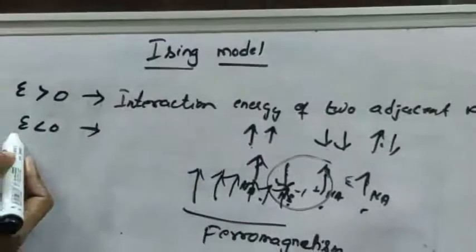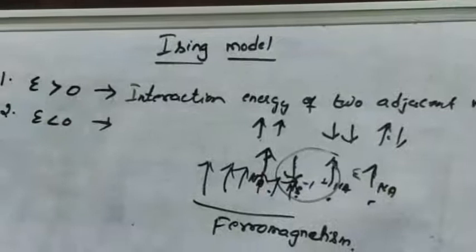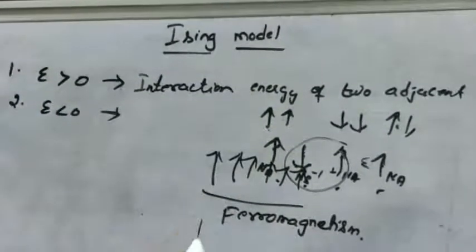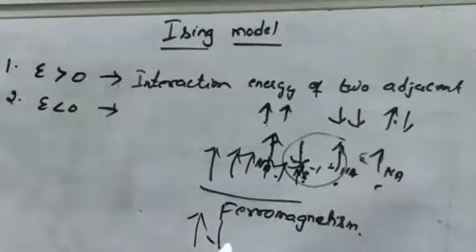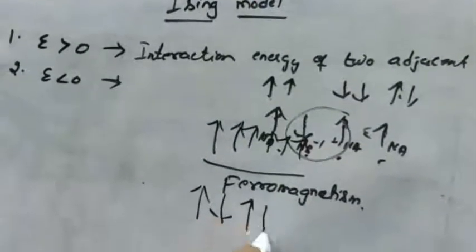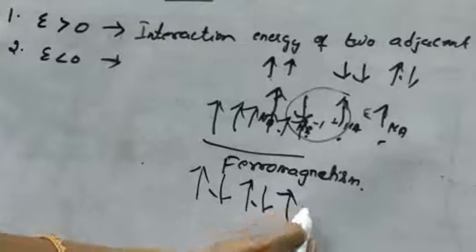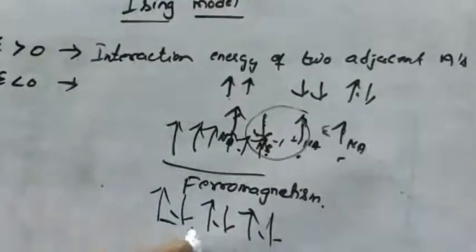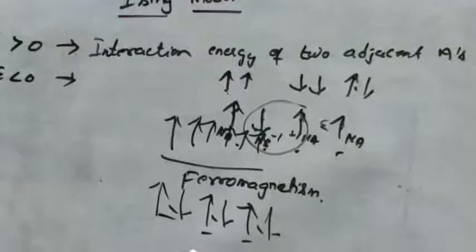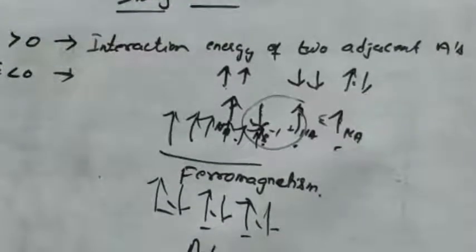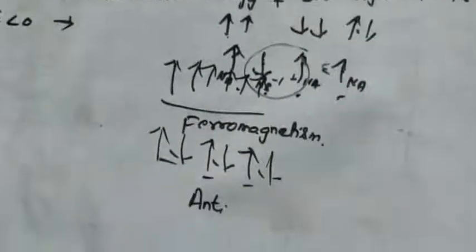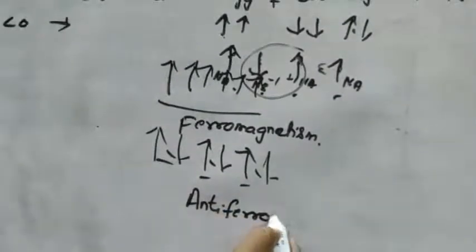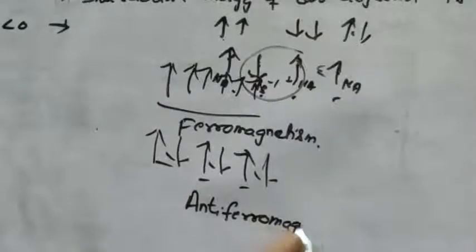The second case is epsilon less than 0. That means the interaction energy is less than 0. In this case, the molecules tend to be anti-parallel. Anti-parallel means one has up spin and the other has down spin. Hence it leads to anti-ferromagnetism.